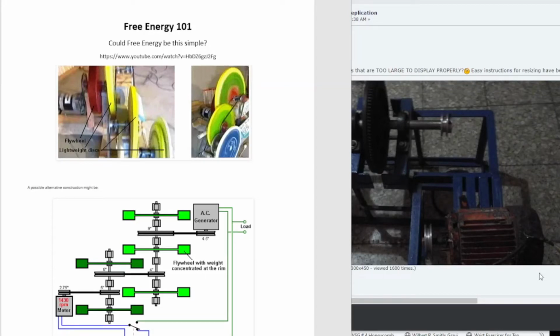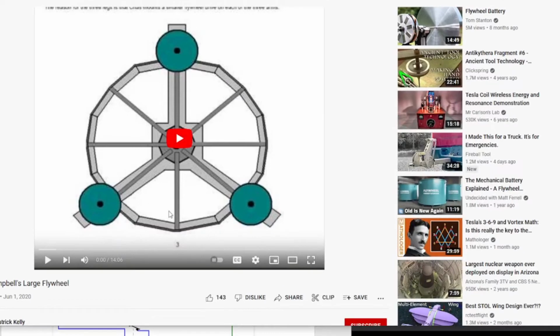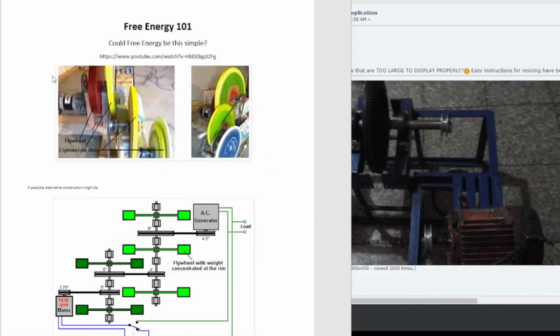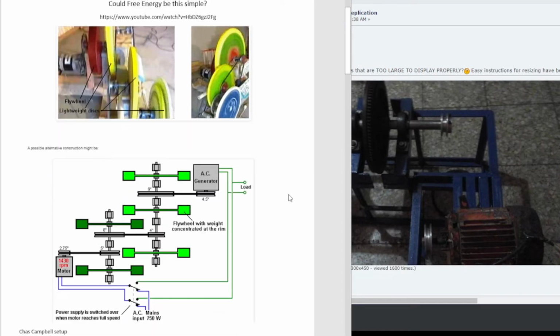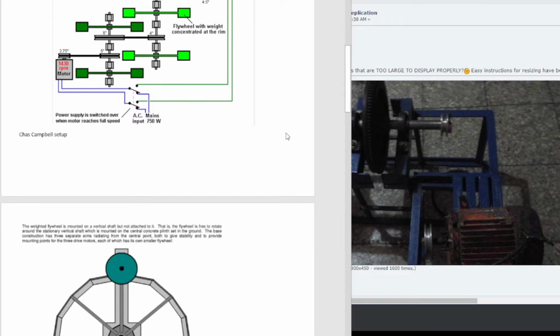Today I'm going to talk about something that we've probably all seen before, but it popped up on YouTube and I watched a video by Patrick J. Kelly and it got me thinking about it. So this is a video about Chas Campbell's large flywheel, and we've all seen this before and it looks too good to be true, and you know, maybe it is.